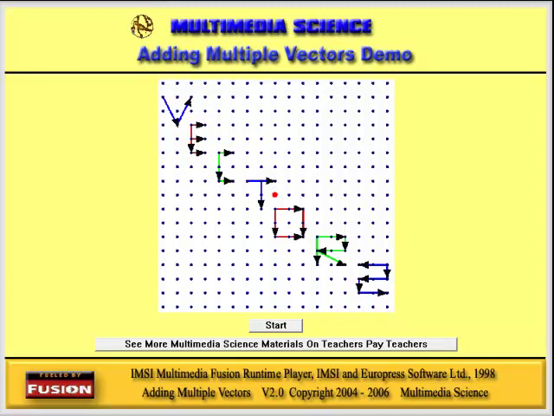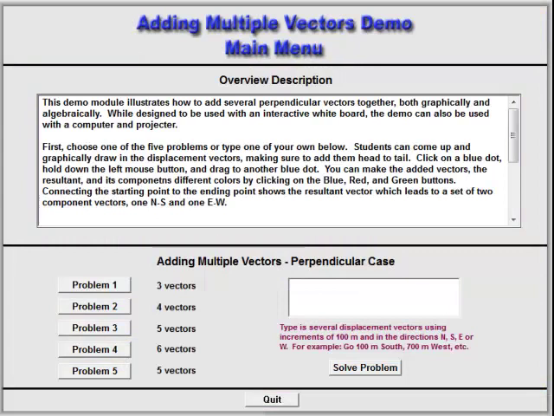This process is enhanced by using the Adding Multiple Vectors software, which allows students to draw the vectors on the computer screen or ideally on a smartboard. Let's open up the software. The handout is going to give the students 5 problems, and those 5 problems are also included in the software. You could also make up your own problems and put them on here if you needed more practice. As you can see, as we go down through the problems, there are more and more vectors. So let's just choose one.